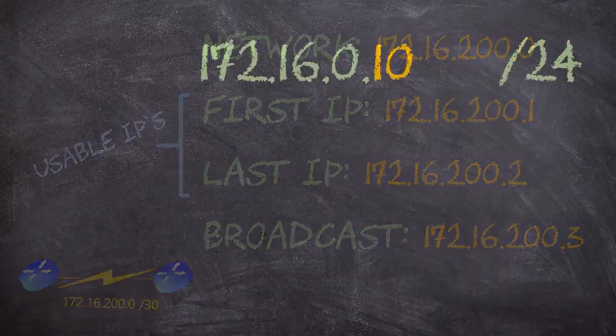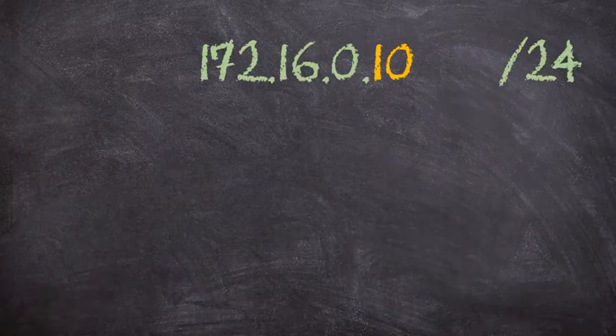Let's take an example. You have a device with the IP 172.16.0.10/24. From the /24, we can see that the first 3 octets are the network and the last octet are the host bits.